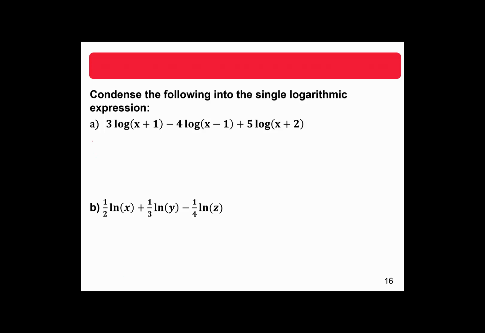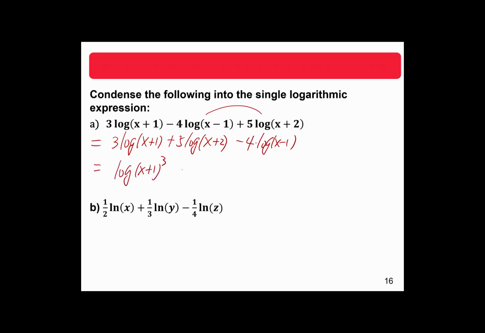Again, first of all, we're going backwards, meaning the differences and the sums. You can put the sums together: 3 times log x plus 1, plus 5 times log x plus 2, minus 4 times log x minus 1. So now put back the coefficients as the powers. Going backwards, it becomes log of x plus 1 cubed, plus log of x plus 2 to the 5th power, minus log of x minus 1 to the 4th power.